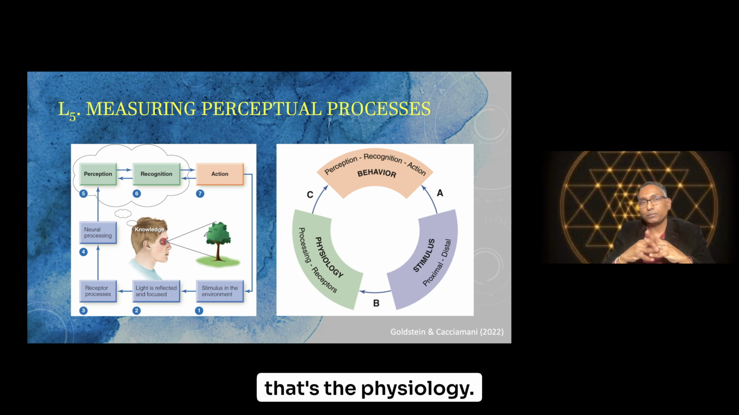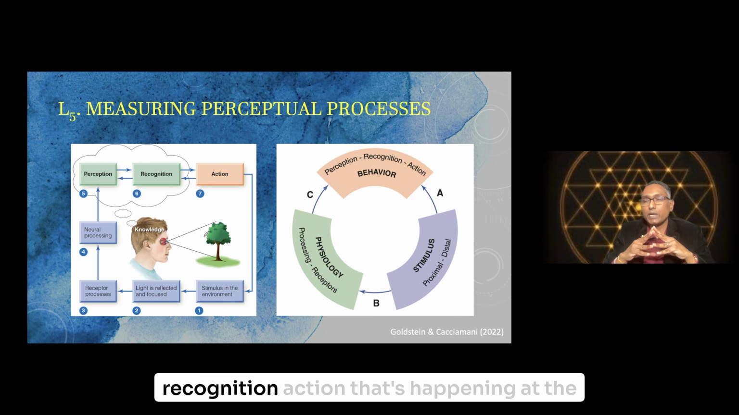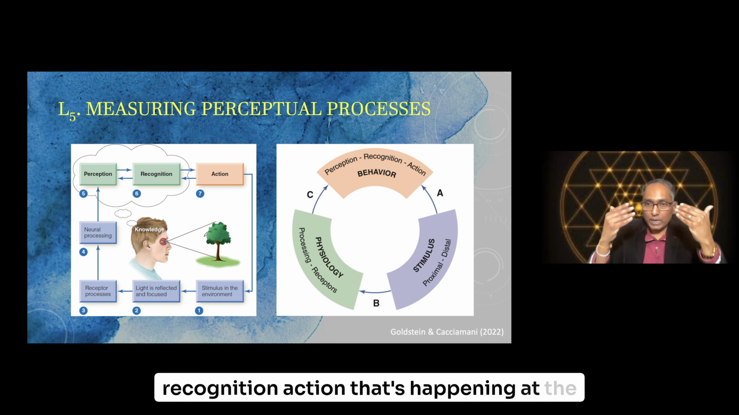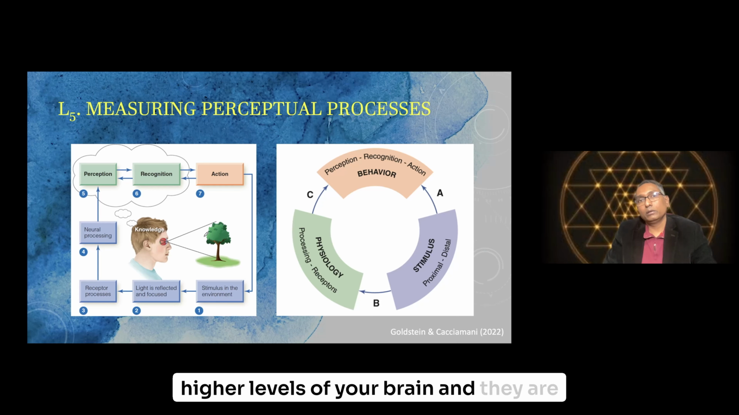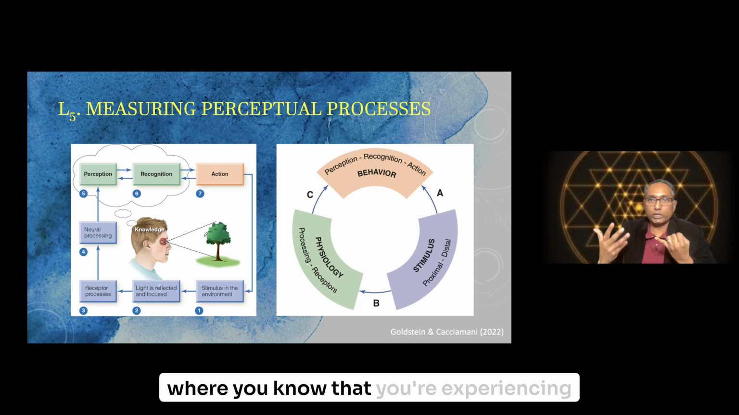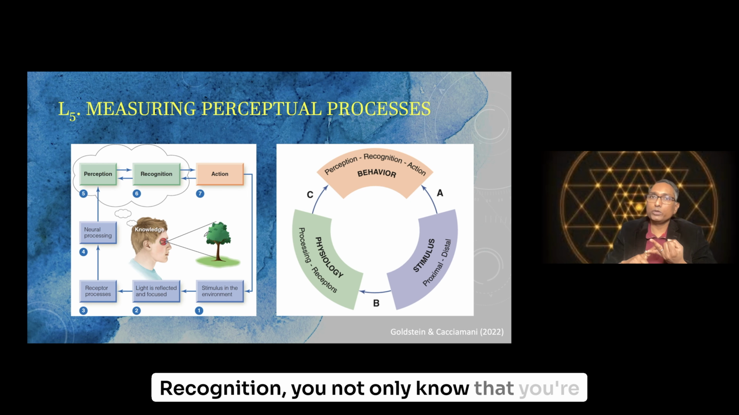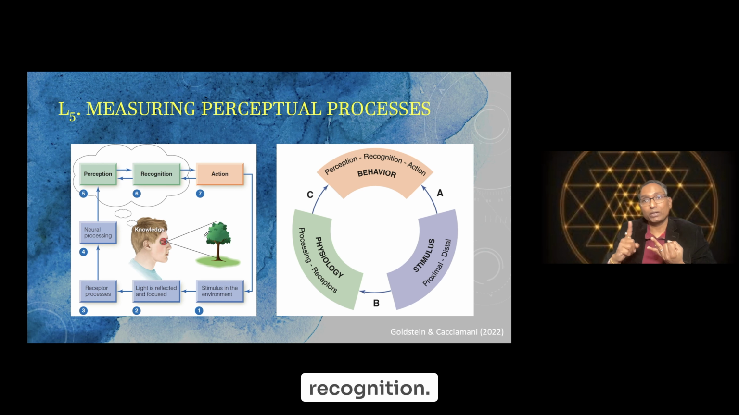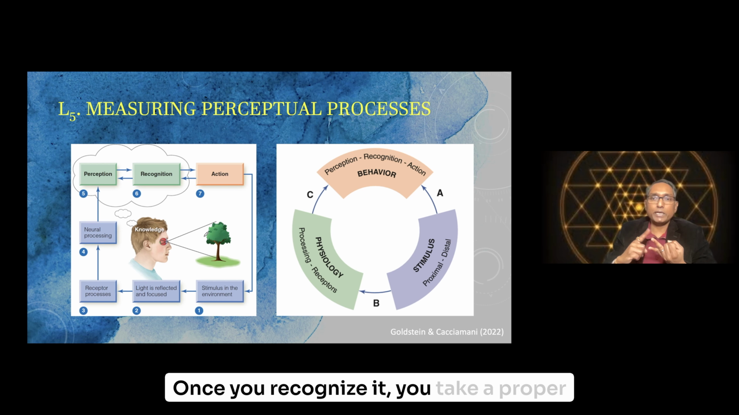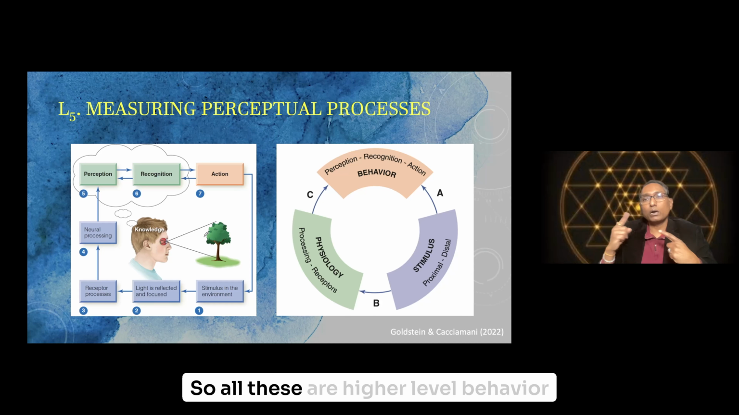So that's the physiology. Then, if you look at the perception, recognition, action, that's happening at the higher levels of your brain, and they are about your conscious experience of the external world. Perception, you know that you're experiencing something in the given medium. Recognition, you not only know that you're experiencing something, but you also know what you're experiencing. That is recognition. Once you've recognized it, you take a proper action. So, all these are higher level behavior related.